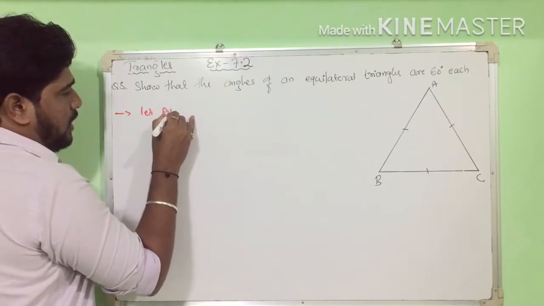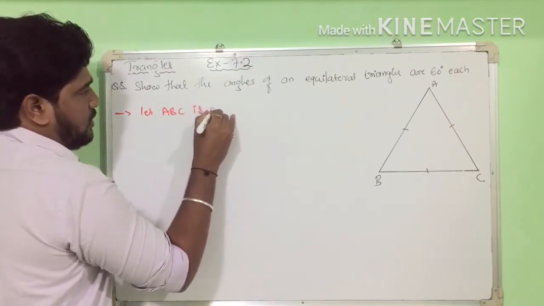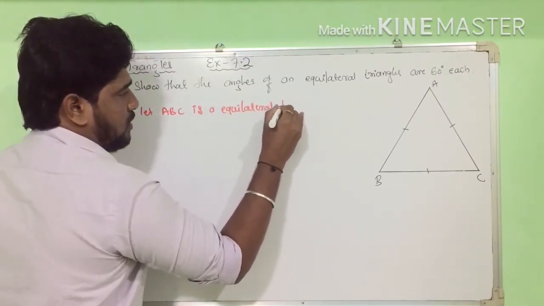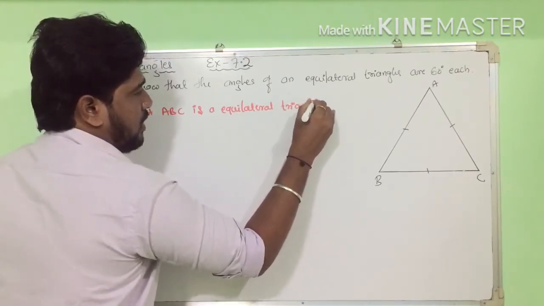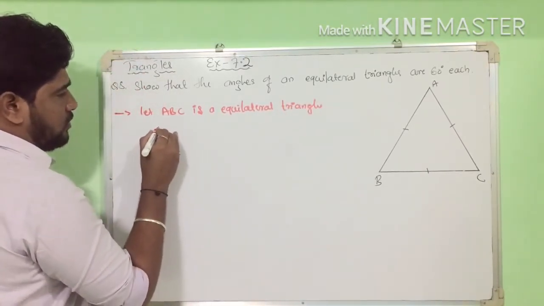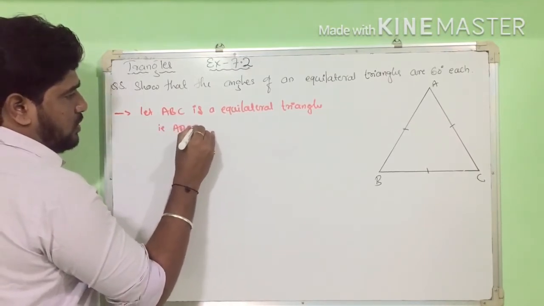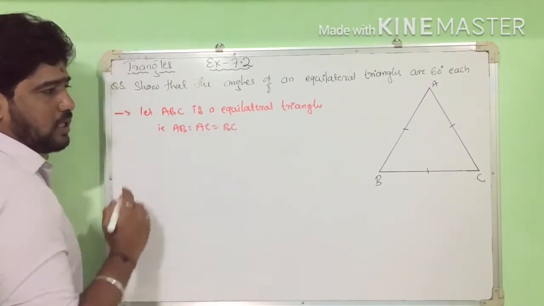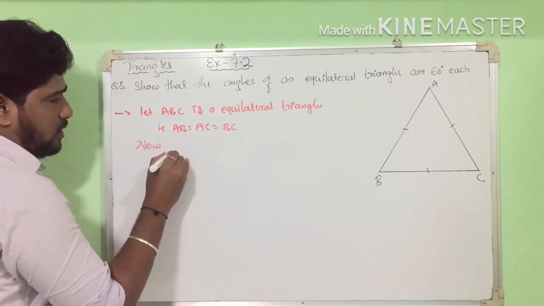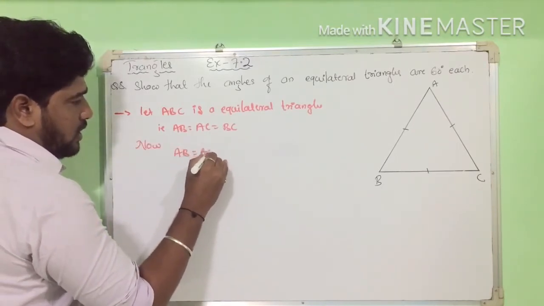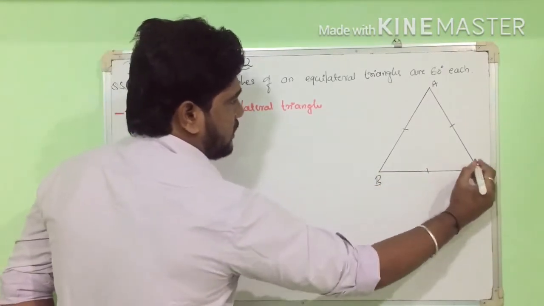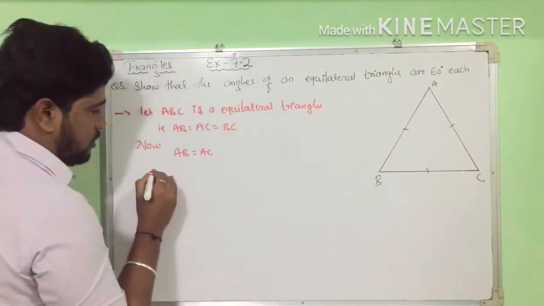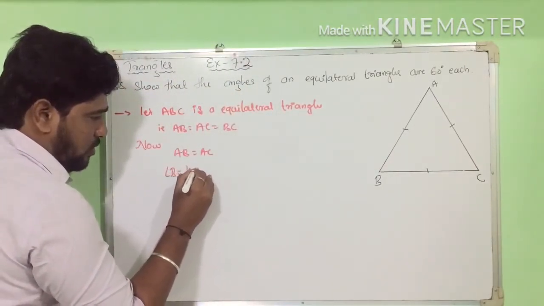Let ABC be an equilateral triangle, right? So that is AB is equal to AC is equal to BC. So all sides are equal. So now AB is equal to AC. I will consider AB is equal to AC. So these two sides are equal means their opposite angles are equal. So that is angle B is equal to angle C.